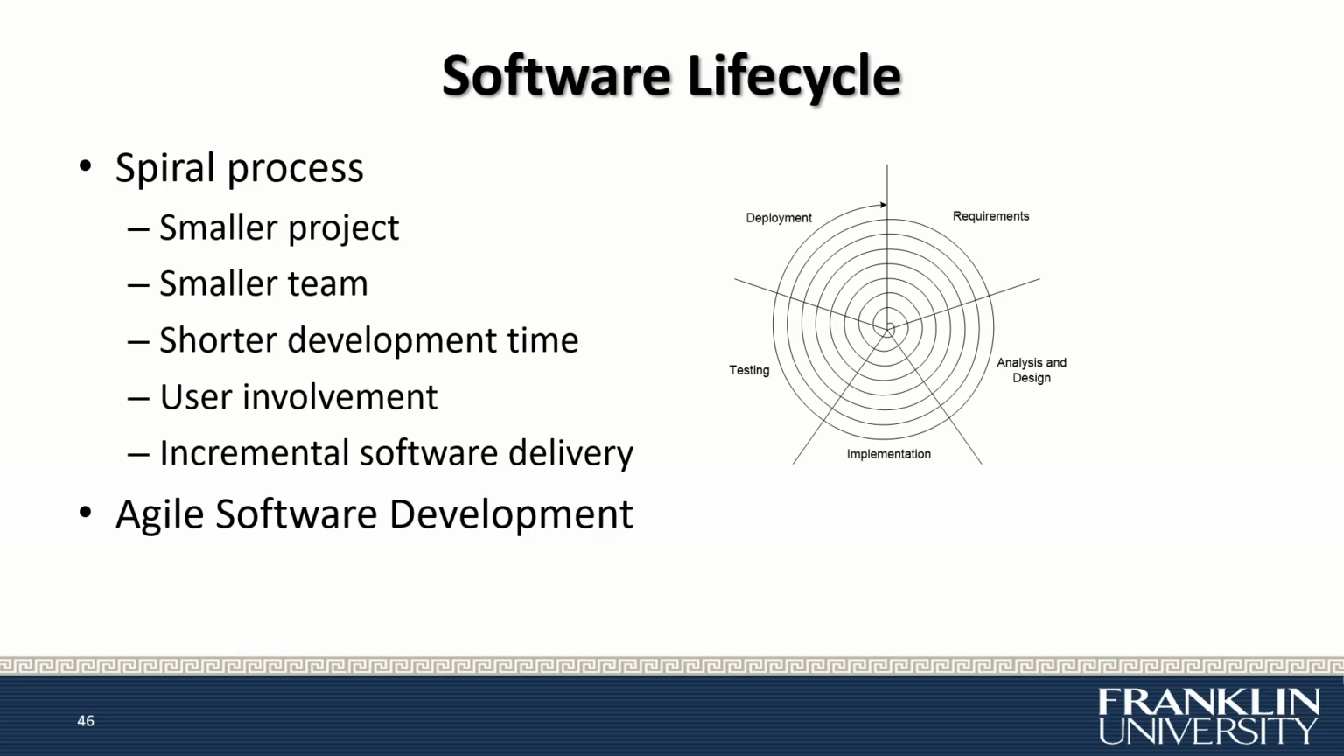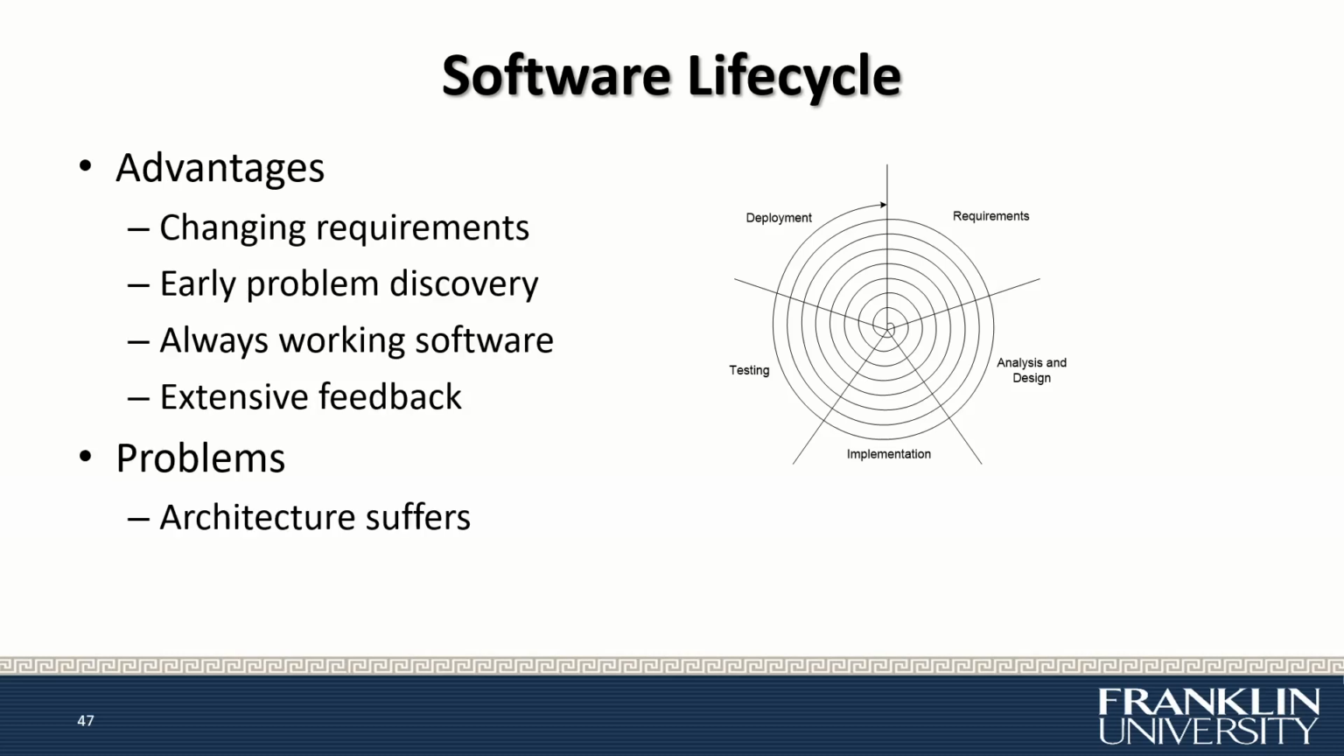The examples would be agile software development or extreme programming. These are terms that you might have heard before. Advantages: changing requirements, because with a smaller set of requirements, changing requirements is not as critical. Early problem discovery, and always working software because we're only doing little by little. Extended feedback because we have end user feedback. The main problem would be architecture. What happens if you find a problem with the architecture down the road and you have to re-architect the software?